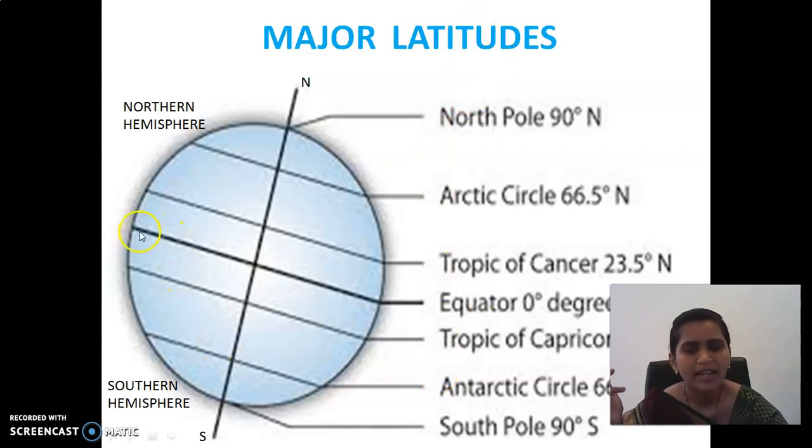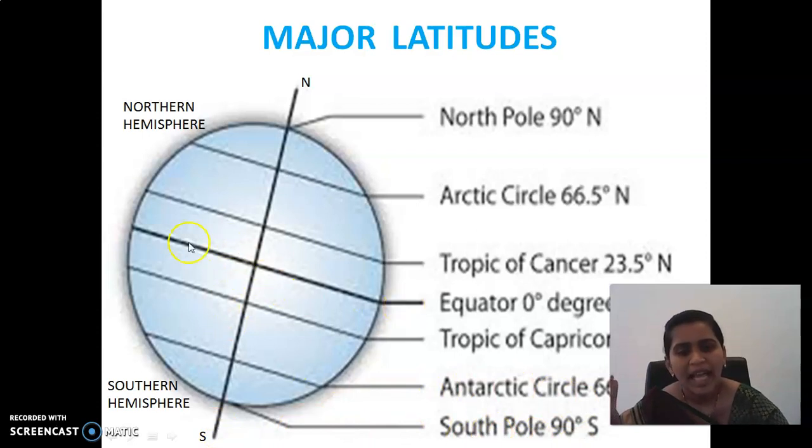As we already know, 0 degree latitude is the equator. In the same way, 0 degree longitude we'll call the prime meridian. After that, 23 and half degree north, going up the north side, is the Tropic of Cancer. 66 and half degree north we'll call the Arctic Circle. 90 degree is the North Pole. Same way, below, on the southern side, 23 and half degree south is the Tropic of Capricorn. Further below that is the Antarctic Circle, 66 and half degree south, and 90 degree south we'll call the South Pole.